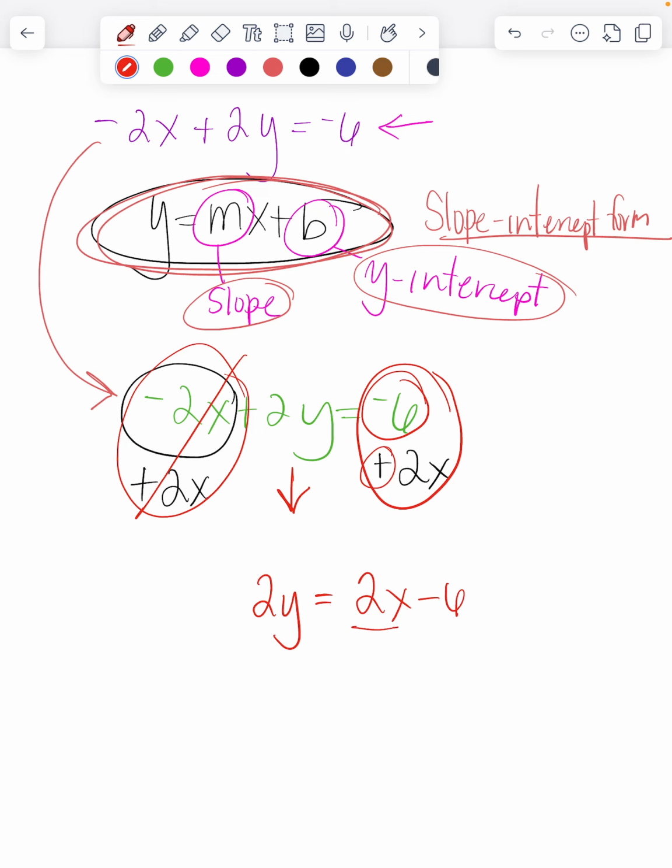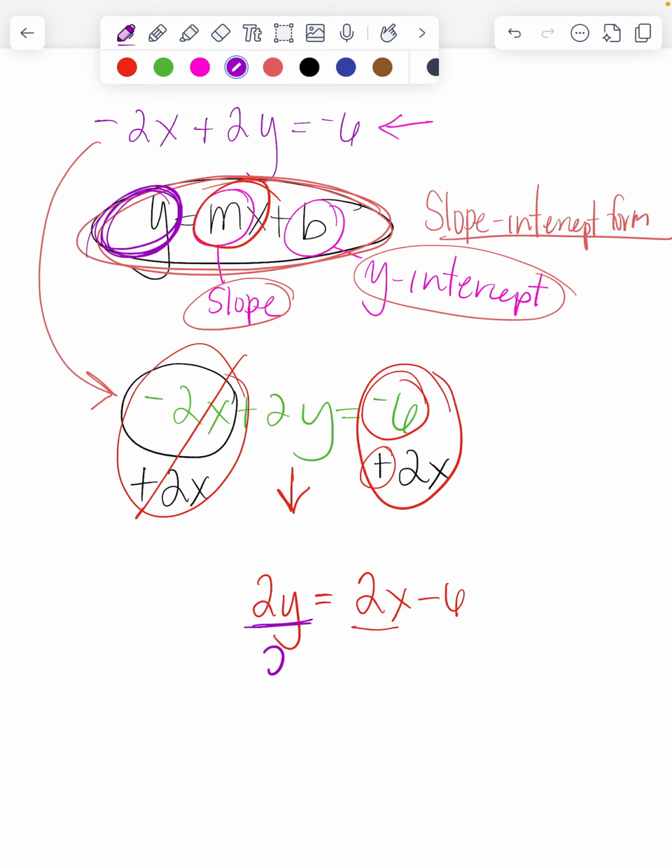It doesn't matter the order, but I want to write the x first because, again, I want to write it in y equals mx plus b form. So then finally, after I move the x to the other side, in this case 2x, I still have a 2 next to the y. In order for it to be in slope-intercept form, it has to be left with just y. So that means I need to remove this 2 next to the y.